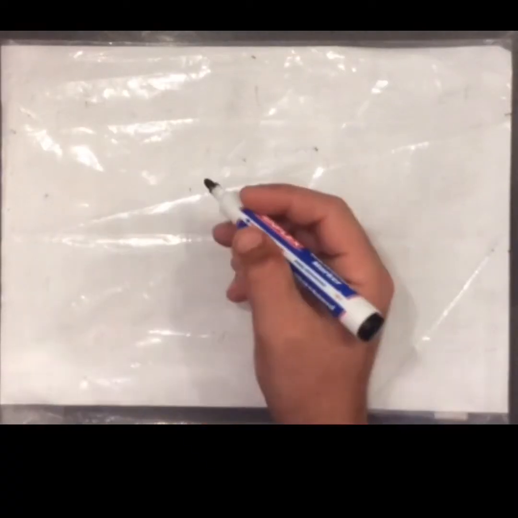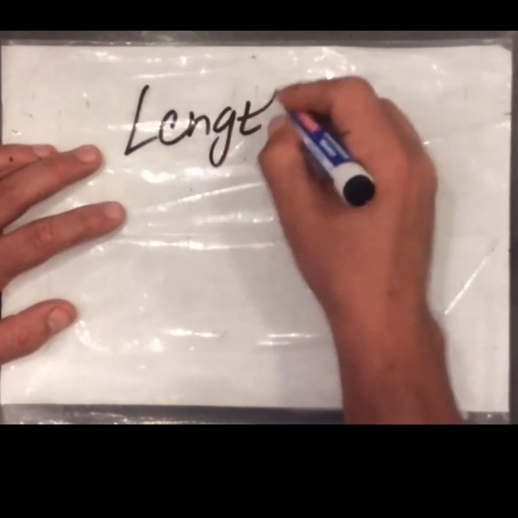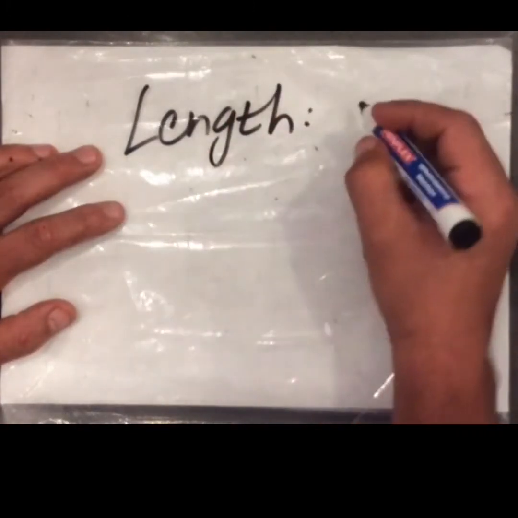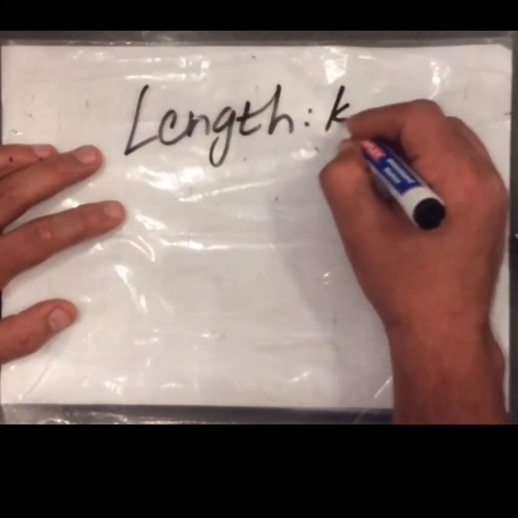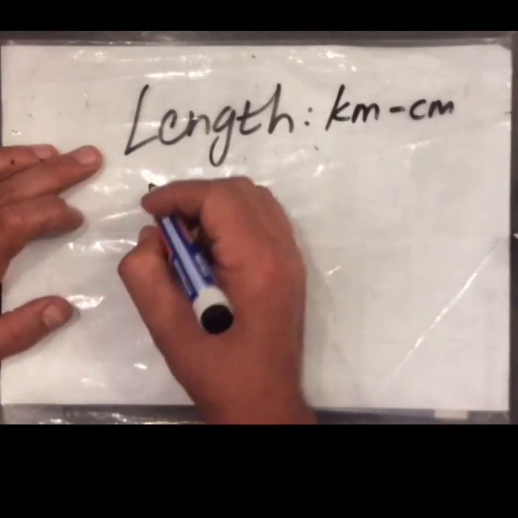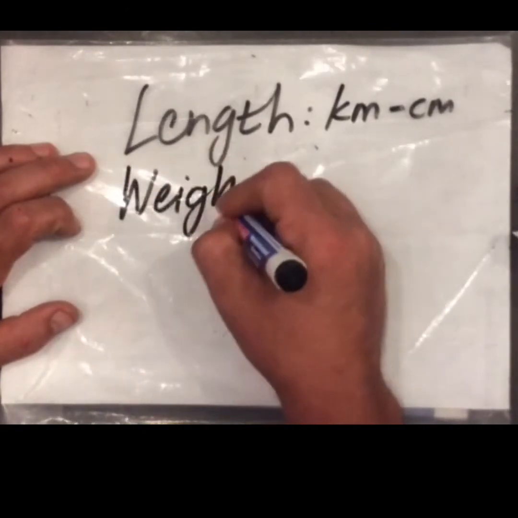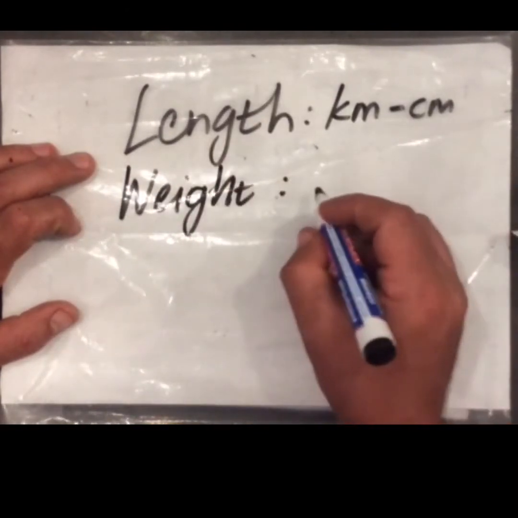So, conversions. If we look at conversions, we're looking at three major things. We're looking at length. Length is measured in things like kilometers and centimeters. Those are lengths of certain things, lengths of rooms, lengths of distance from place to place. We measure in meters, kilometers, and so on.